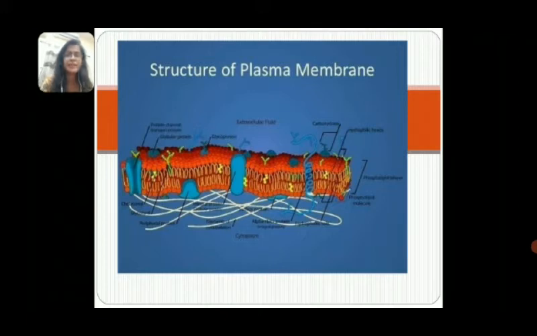You can see the lipid bilayer molecules and embedded protein molecules in between, which are shown in blue color. The phospholipid has two parts. First is the polar hydrophilic, water-loving heads, and it also has non-polar, water-fearing tails. Heads are facing out and tails are facing in. You can see the inner part of the cell is represented as cytoplasm and the outer part is extracellular fluid.